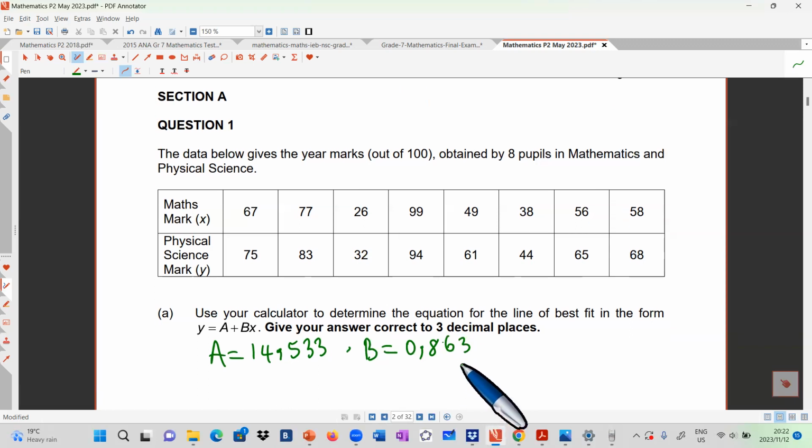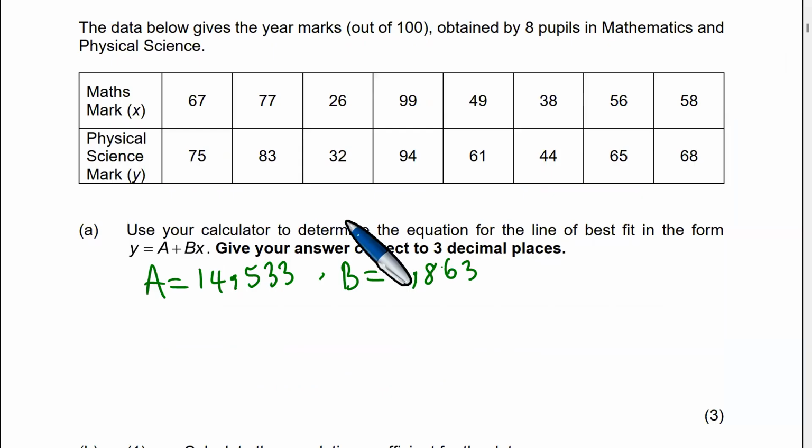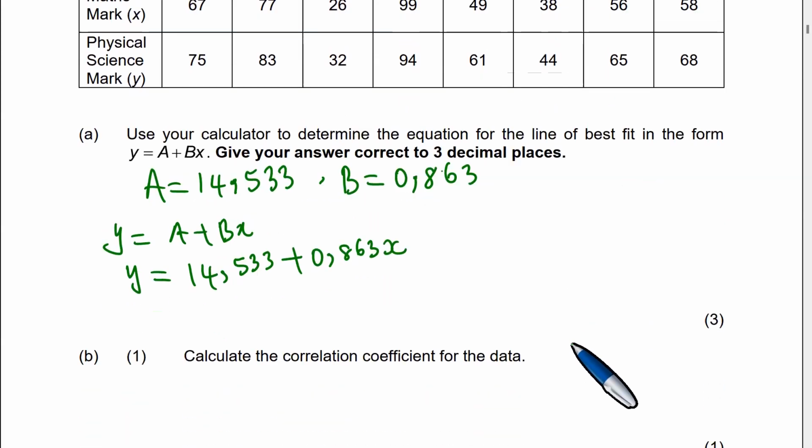Right, then what is the equation of the line of best fit? So it follows therefore that the equation of the line of best fit is given by y equals a plus bx, which means y equals, what is a? A is exactly 14,533 plus 0,863 x. So this is the equation for the line of best fit, and we are done with it. Next question.